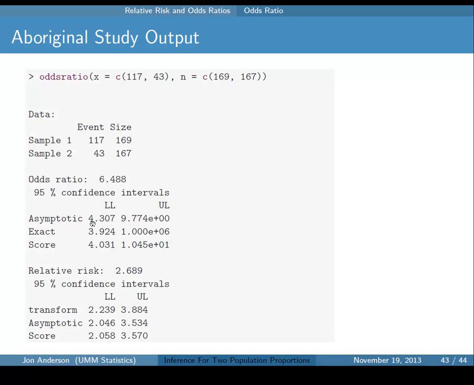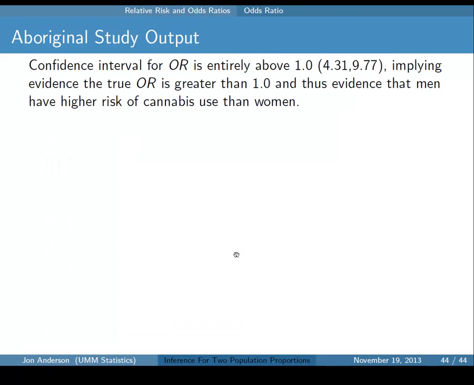Lower limit. We'll do the asymptotic one, and we'll get a lower boundary for the odds ratio of 4.31 and an upper boundary of 9.77. And the big thing to notice here is that the confidence interval is entirely above 1.